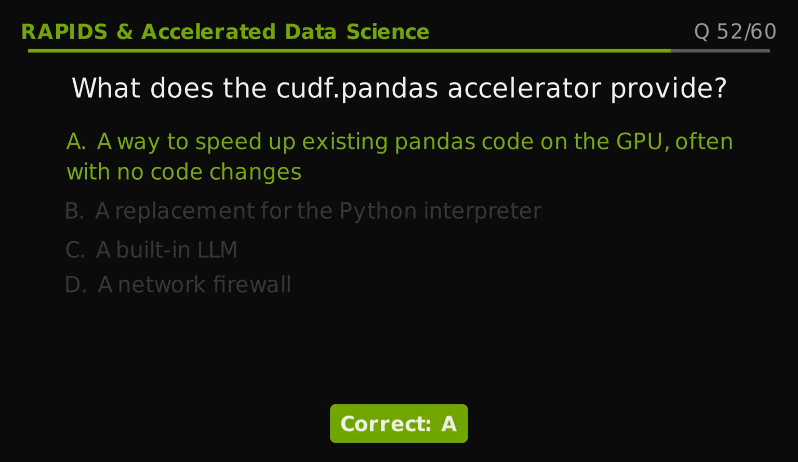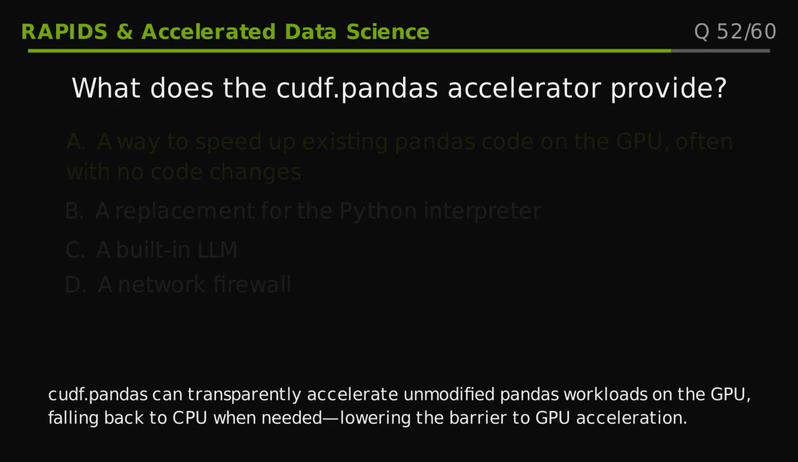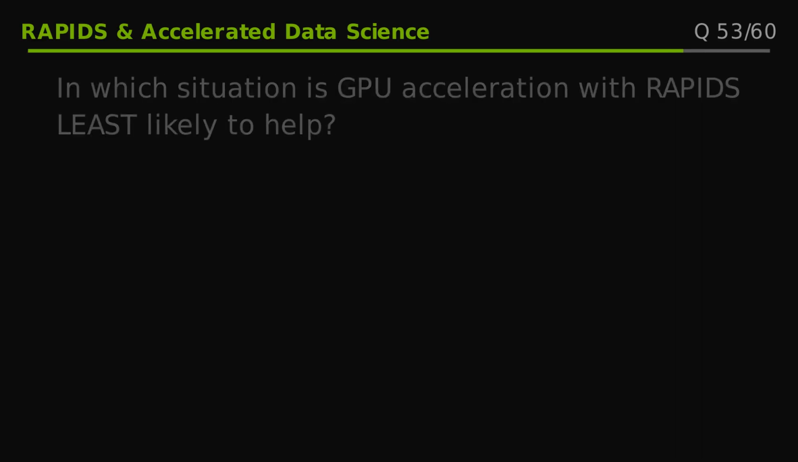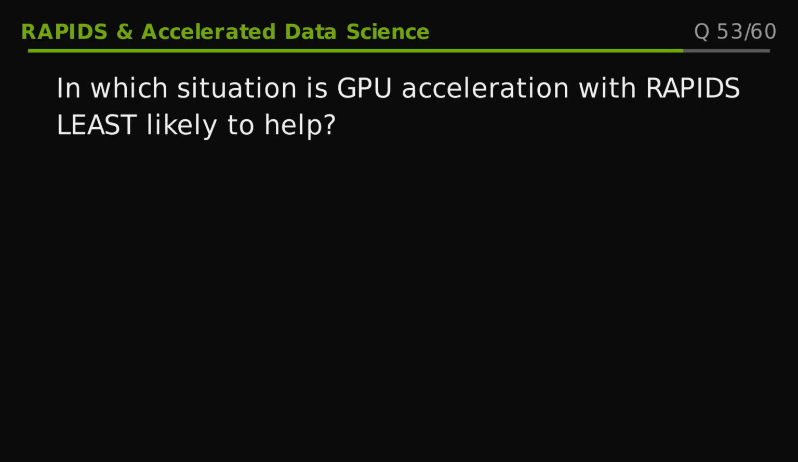The correct answer is A. cuDF pandas can transparently accelerate unmodified pandas workloads on the GPU, falling back to the CPU when needed, lowering the barrier to GPU acceleration. Question 53. In which situation is GPU acceleration with NVIDIA likely to help?